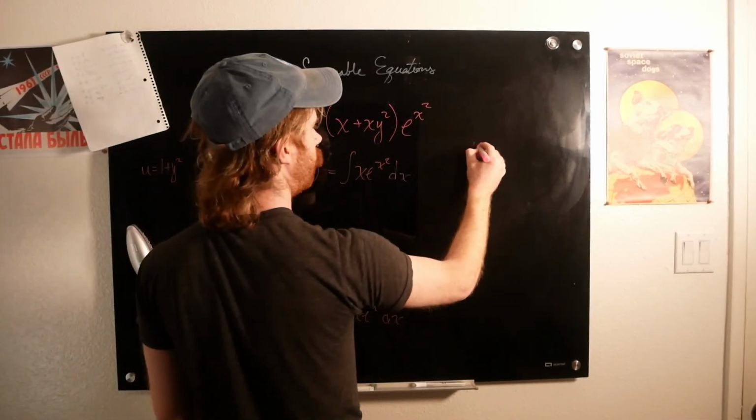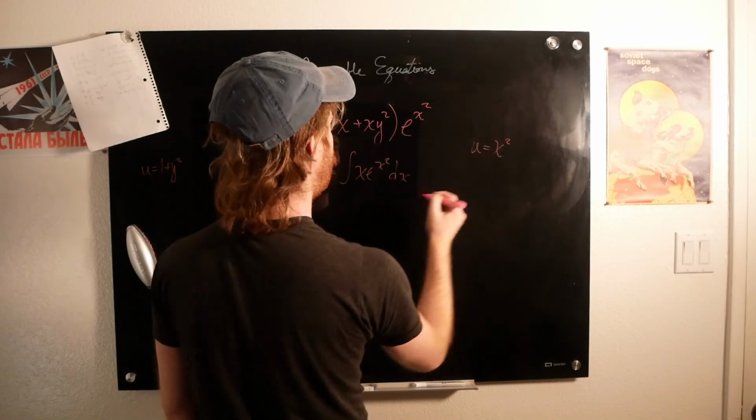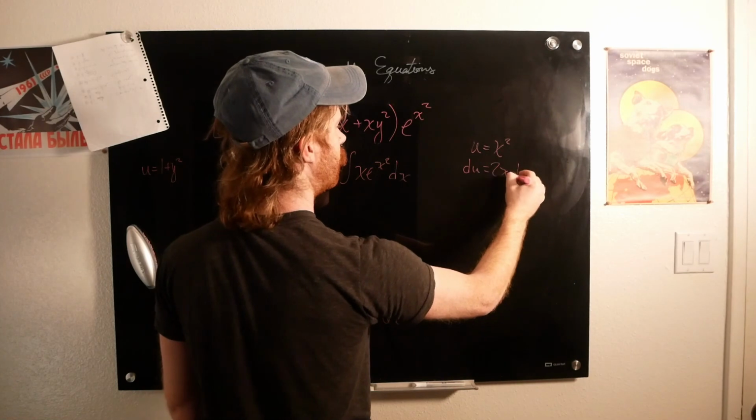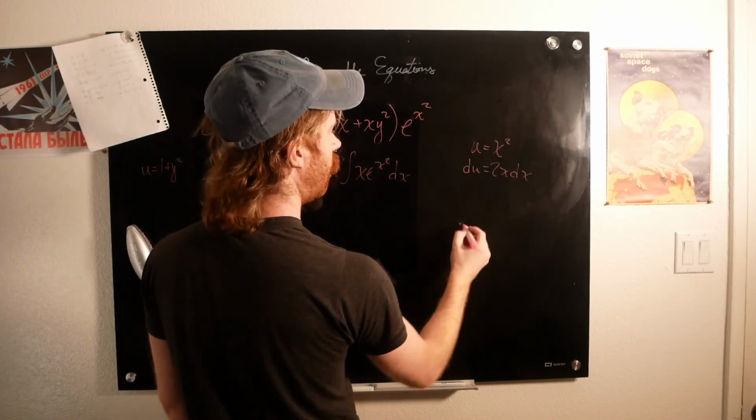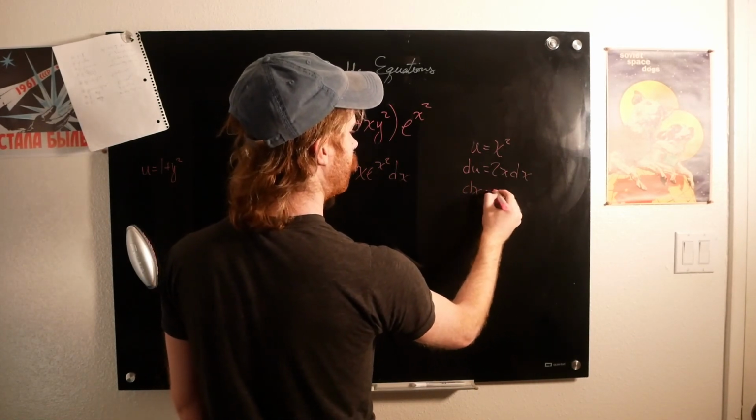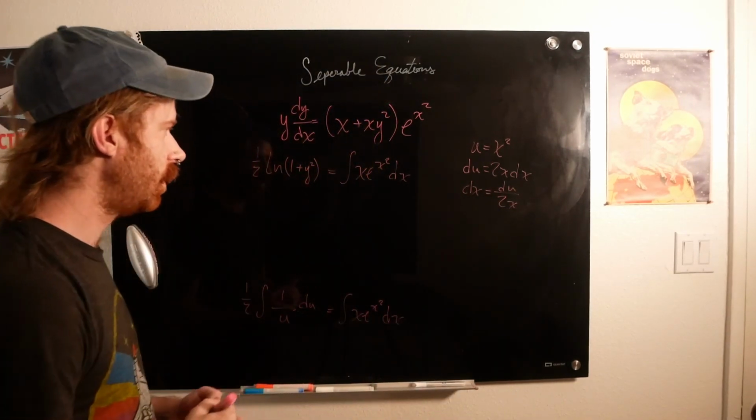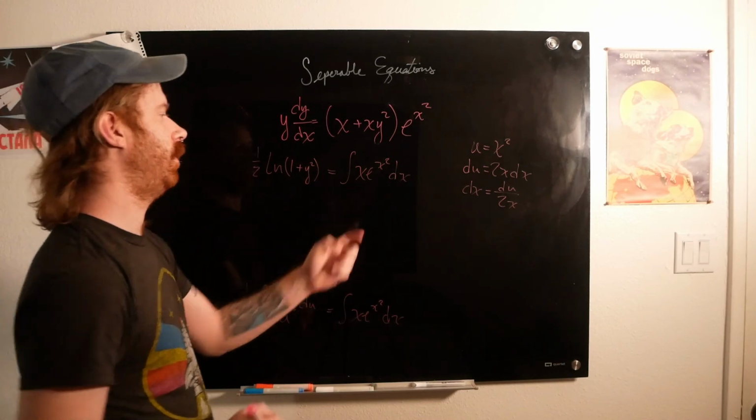And we'll set u equal to x squared in this case. Take the derivative, du equals 2x dx, and then solve for dx. dx equals du over 2x. So now let's come back and rewrite this integral.